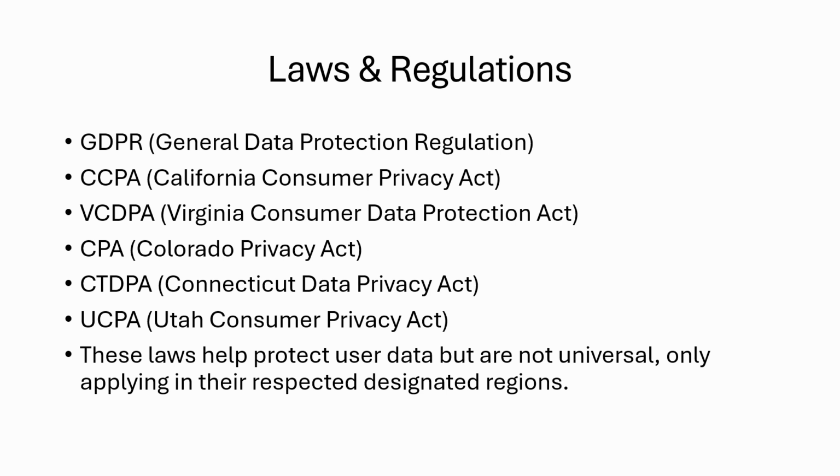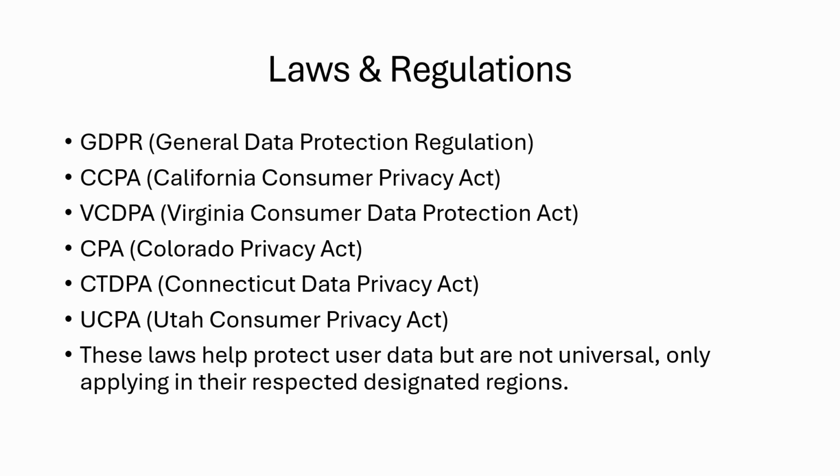Laws and regulations. The GDPR, or General Data Protection Regulation, California Consumer Privacy Act, Virginia Consumer Data Protection Act, Colorado Privacy Act, Connecticut Data Privacy Act, and Utah Consumer Privacy Act are all acts of different types. A lot of these are basic USA state data privacy acts. Basically, every state has their own, they do their own thing.